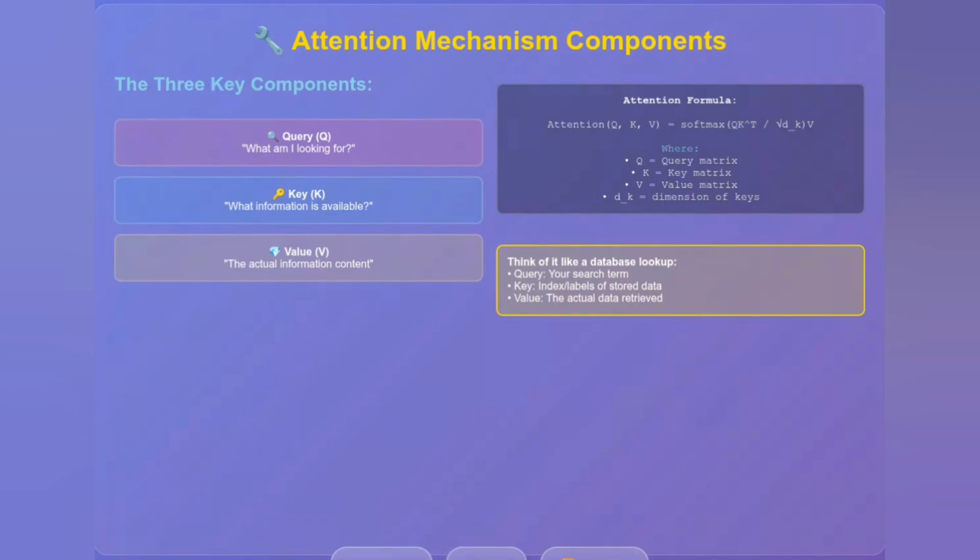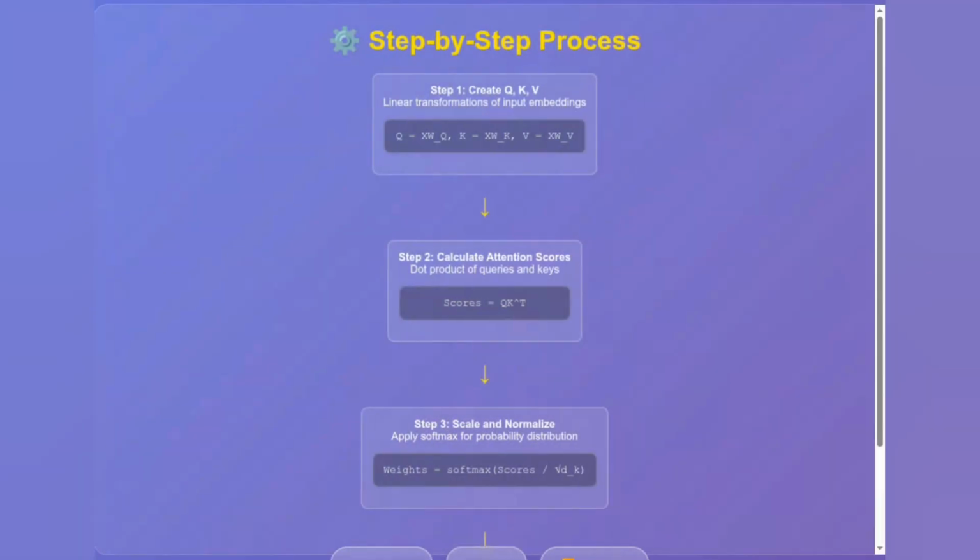The database analogy really helps here. You submit a query, the system finds the most relevant keys, and returns the corresponding values. The attention weights tell you how relevant each piece of information is to your current query. Let's walk through the attention computation step by step. This is where the magic happens.